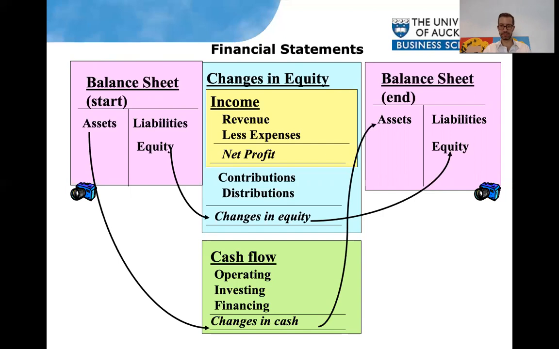Again, assets will be turned into cash, and then cash will be turned into assets. The same goes for equity. All these documents are interconnected, and if the numbers don't match, there is a mistake there.